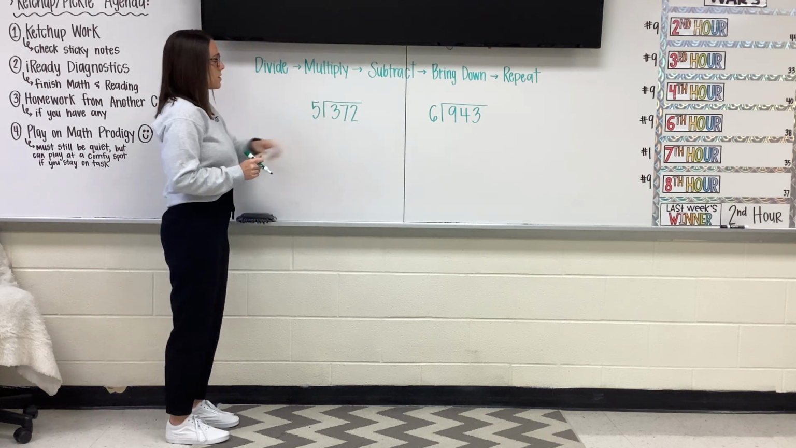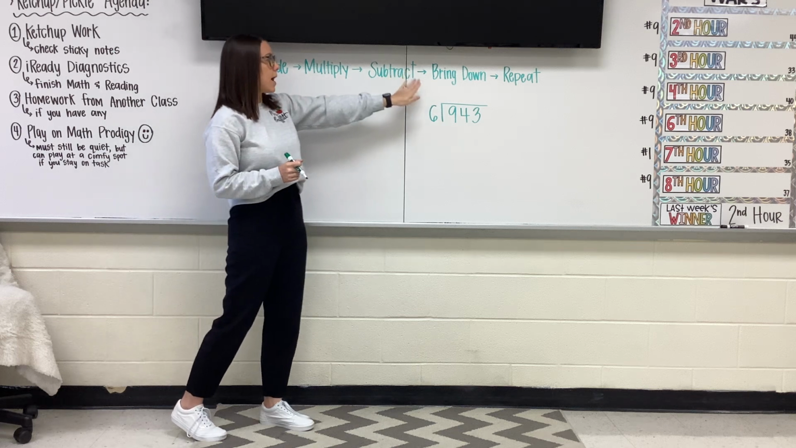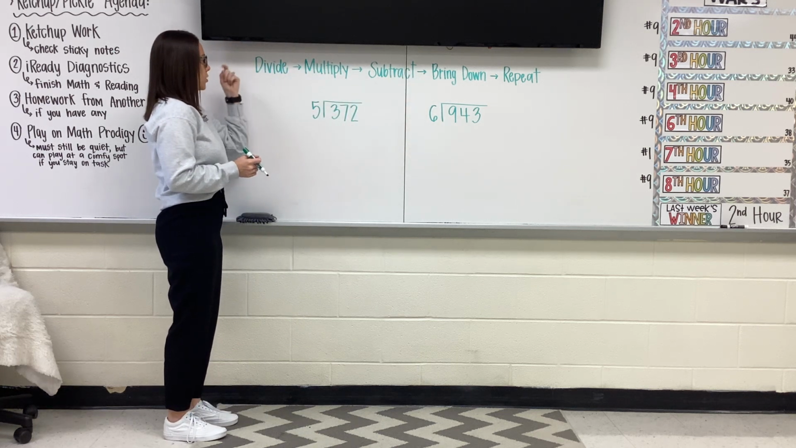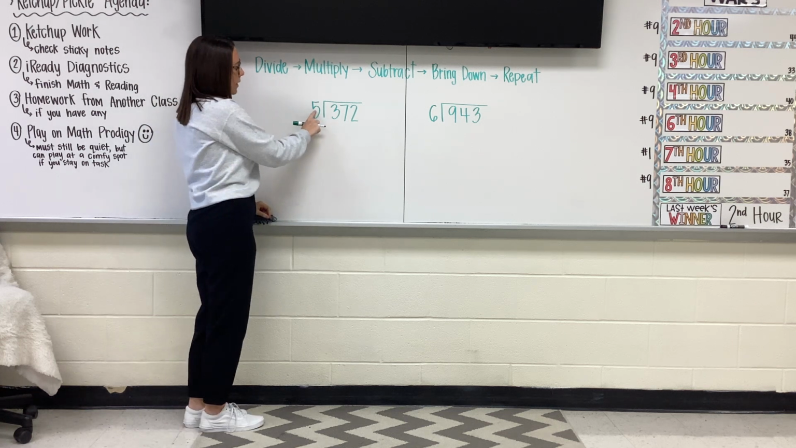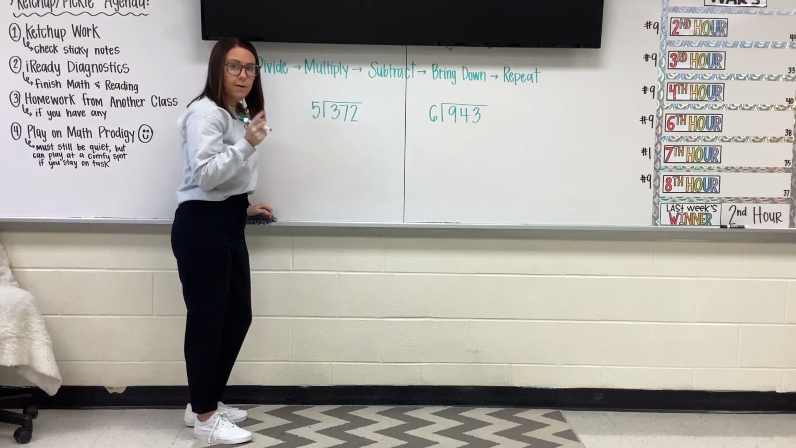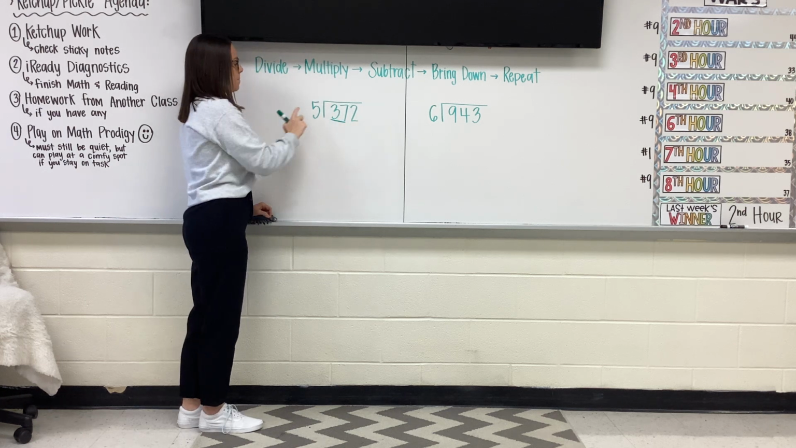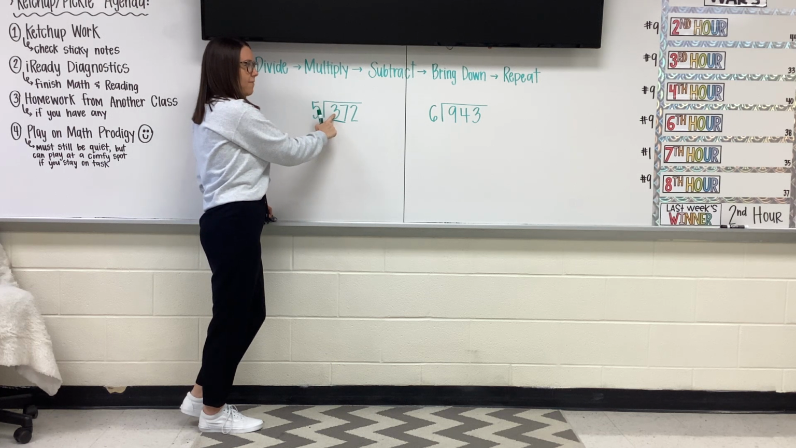Okay? We're going to start with this one. So we're doing 372 divided by 5. I have written out the steps up here for you in case you forget what those steps are. So my very first step is to divide. So I'm thinking, how many 5s will fit into 3? Well, hold on. 5 won't fit into 3. So I'm going to have to start with my first two numbers instead. So now I'm thinking, how many 5s will fit into 37?